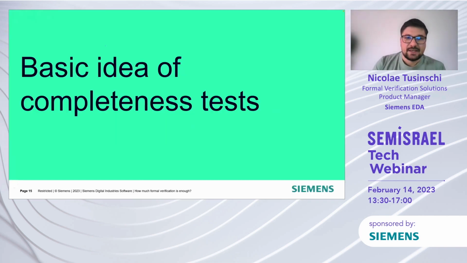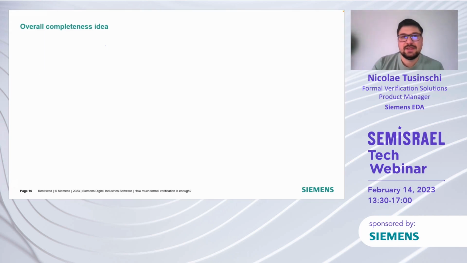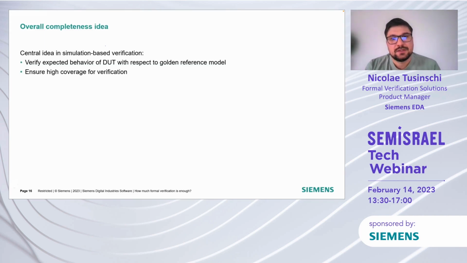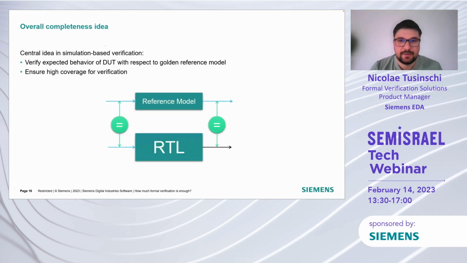What is the basic idea of completeness tests? So the overall completeness idea has a central idea in the simulation-based verification. The exhaustive verification of RTL against a reference model would ensure formal equivalence of RTL and reference models. And we are trying to apply the idea of simulation-based verification with respect to a golden model to formal. So we use operational assertions to build the reference model.